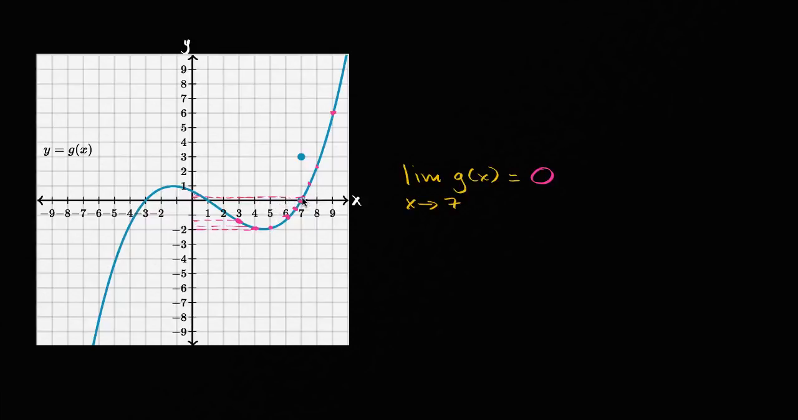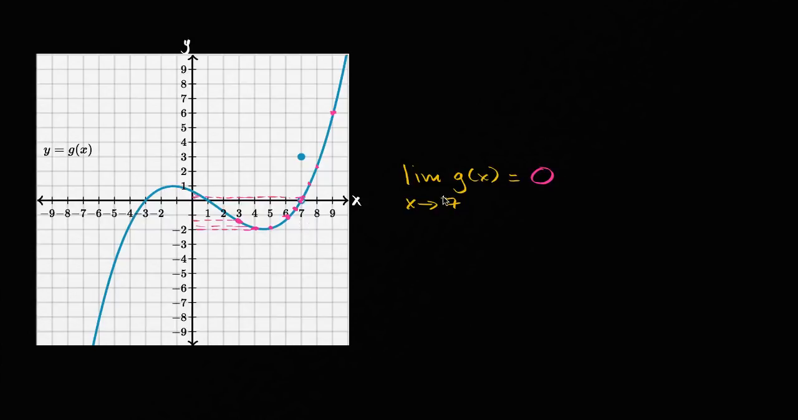G of 7.01 is even closer to 0. G of 7.000001 looks like it'll be even closer to 0. So once again, it looks like we are approaching 0 as x approaches 7. In this case, as we approach from larger values of x.